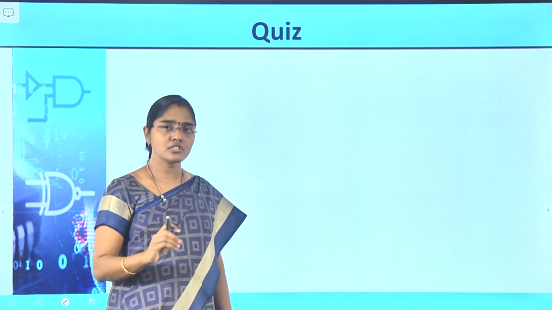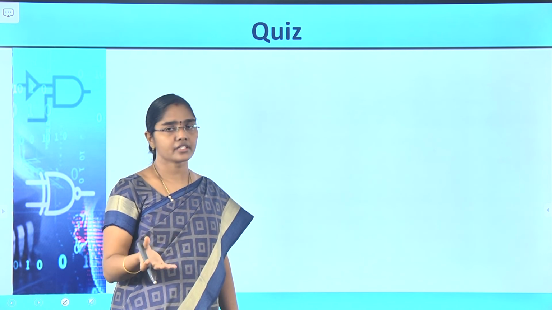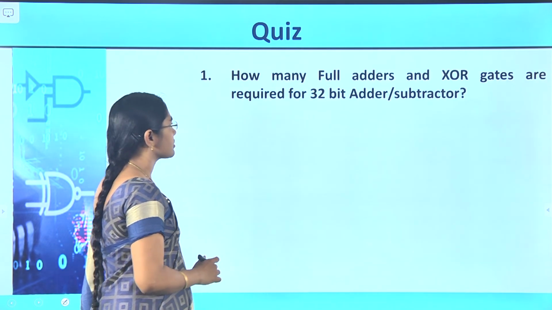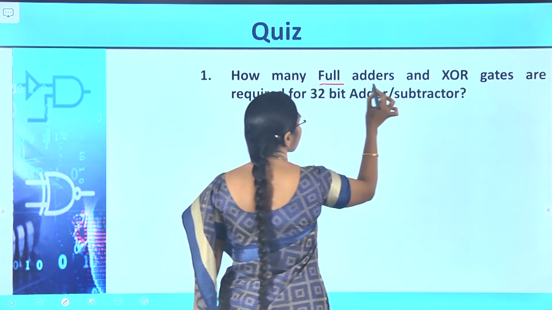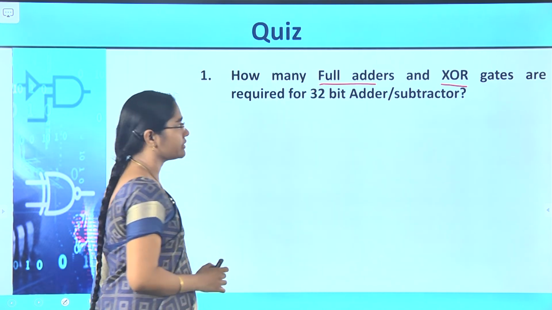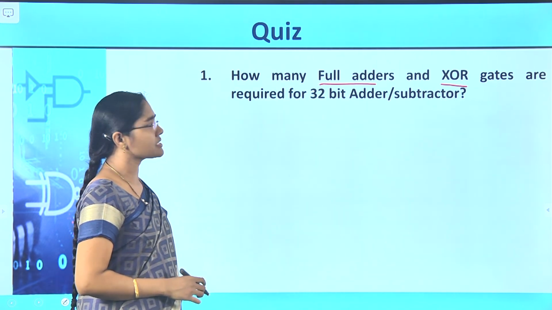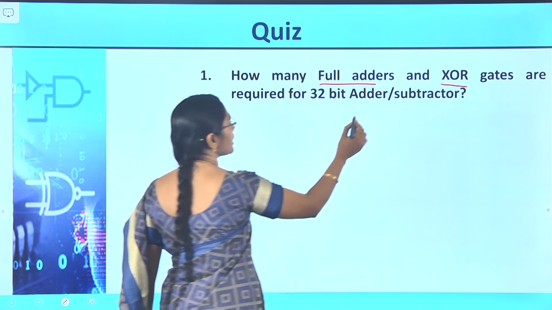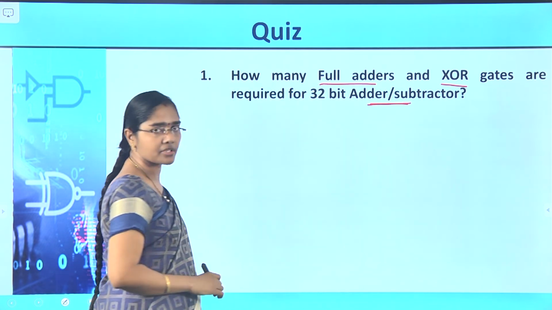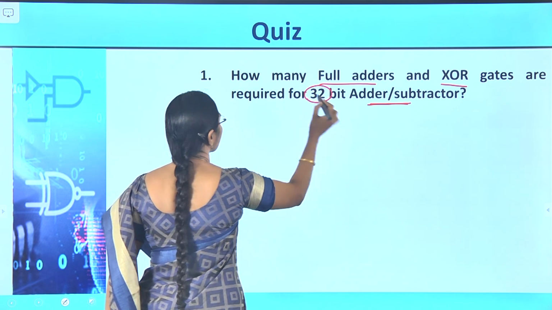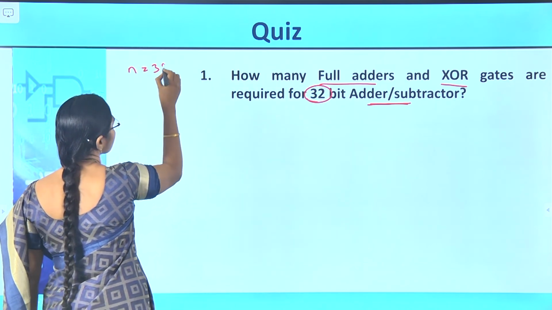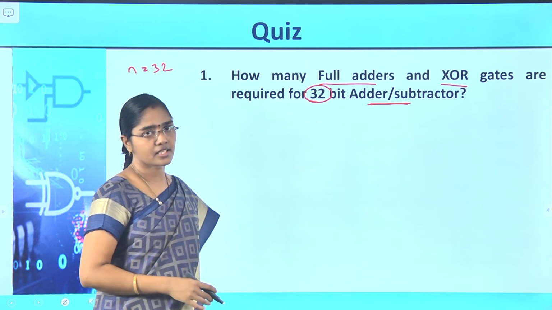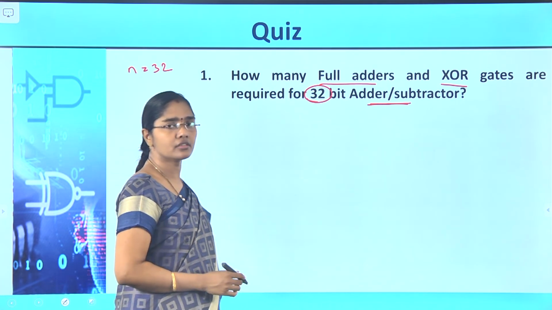Now let's see a quiz on the n-bit parallel subtractor and adder bar subtractor to check our understanding. See the first question. How many full adders and XOR gates are required for a 32-bit adder bar subtractor? We have just seen the adder bar subtractor. N is equal to 32, so A and B are 32-bit numbers. How many full adders are required?